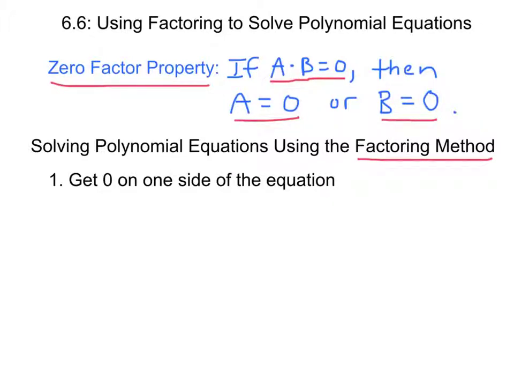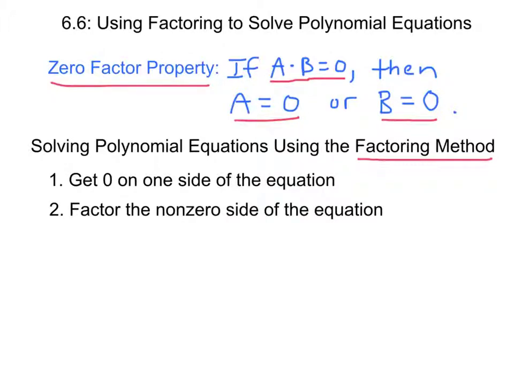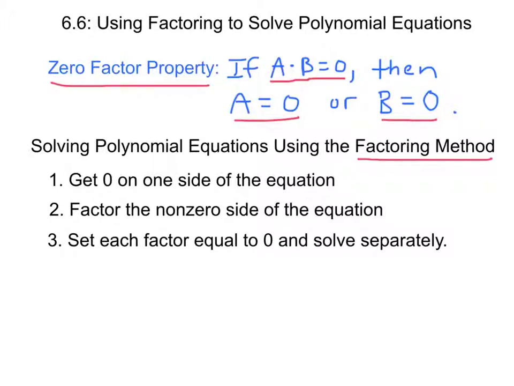So we'll start by getting 0 on one side of the equation, and that can be done by just adding or subtracting something from both sides of the equation if necessary. Then we'll factor the non-zero side of the equation. By factoring it, we're really writing it as a multiplication problem, so it fits this form a times b equals 0. And then we'll set each factor equal to 0 and solve each equation separately. So we're really just using this zero factor property, because by setting each factor equal to 0, we're setting the a equal to 0 or the b equal to 0, and we're solving them separately.